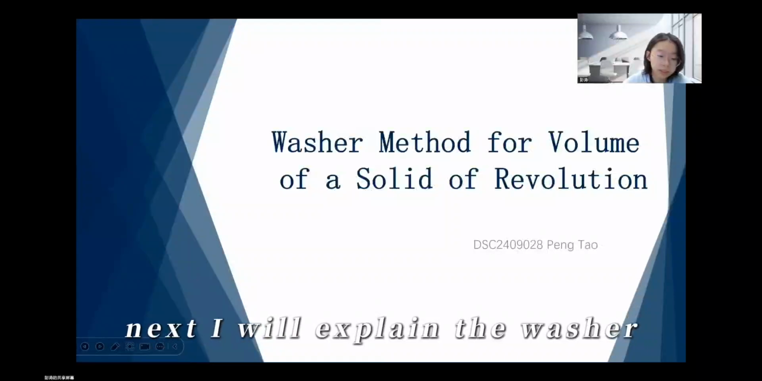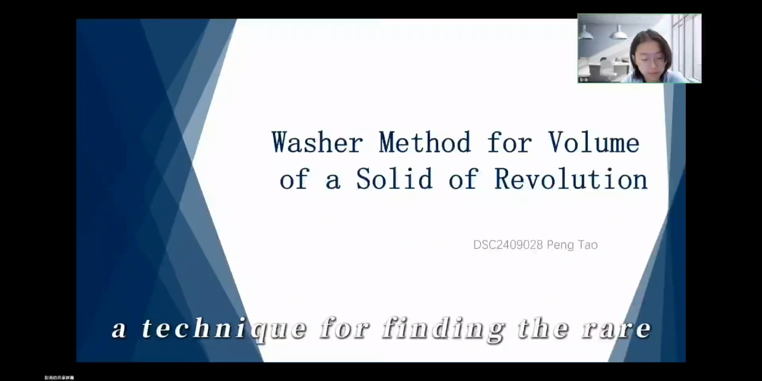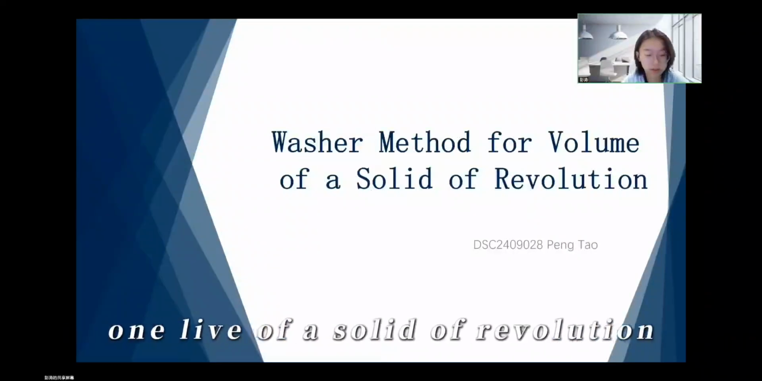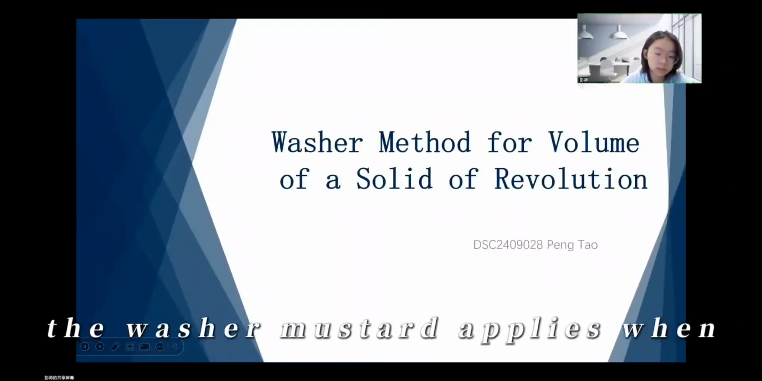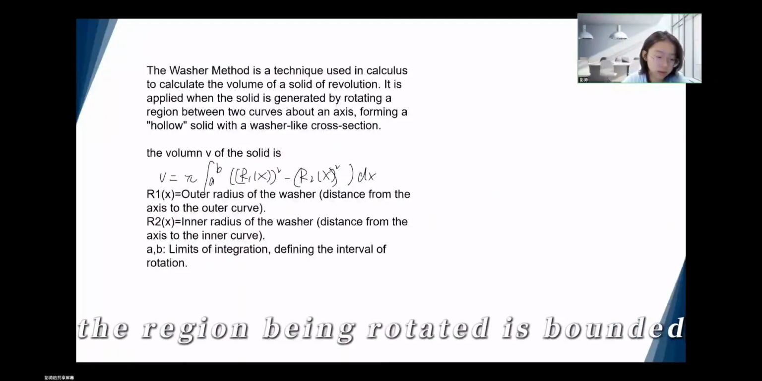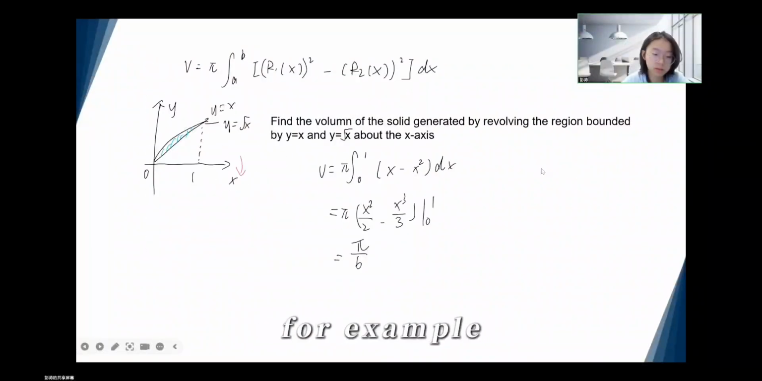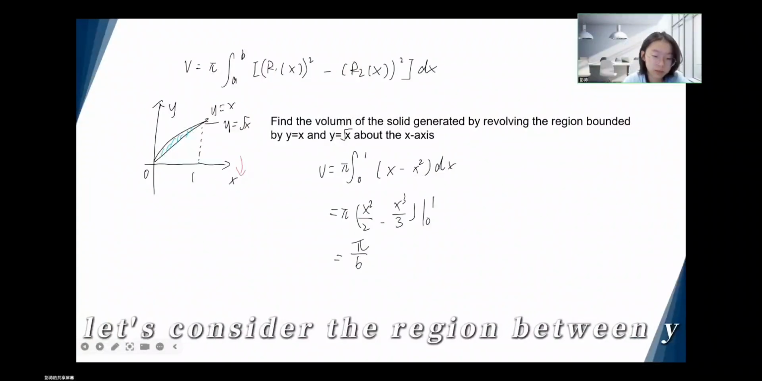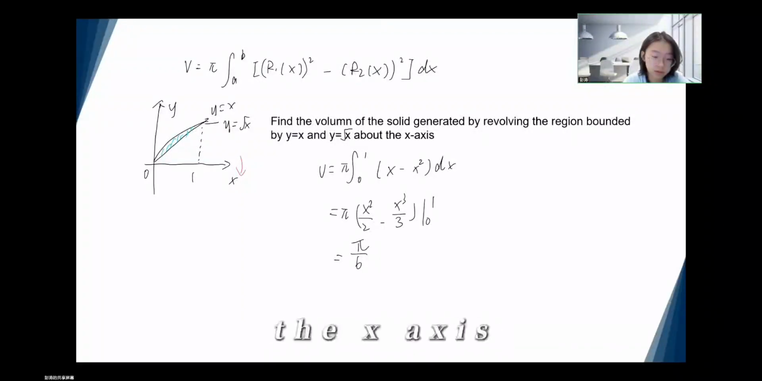Next, I will explain the washer method, a technique for finding the volume of a solid of revolution. The washer method applies when the region being rotated is bounded by two curves. For example, let's consider the region between y equal to x and y equal to square root of x rotated about the x-axis.